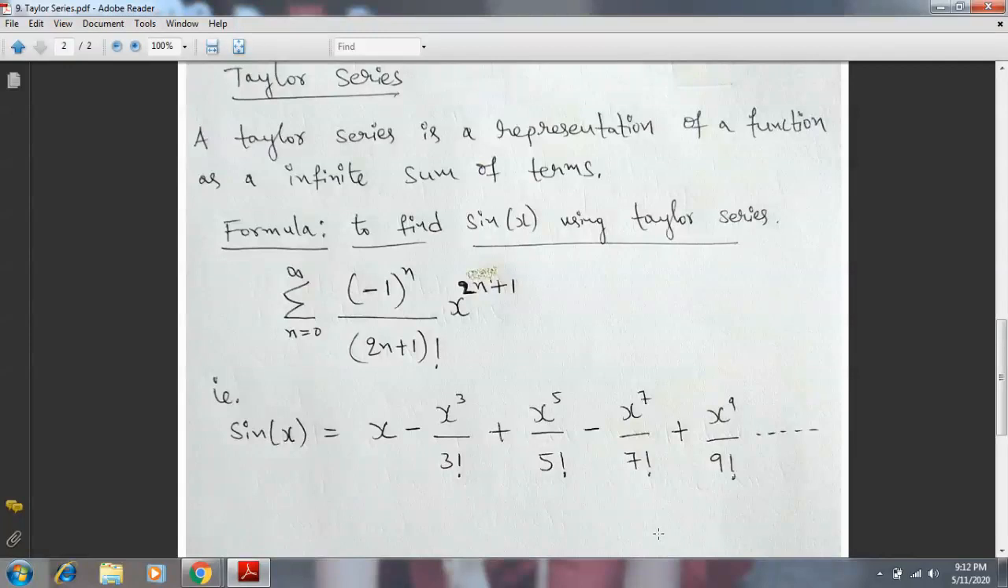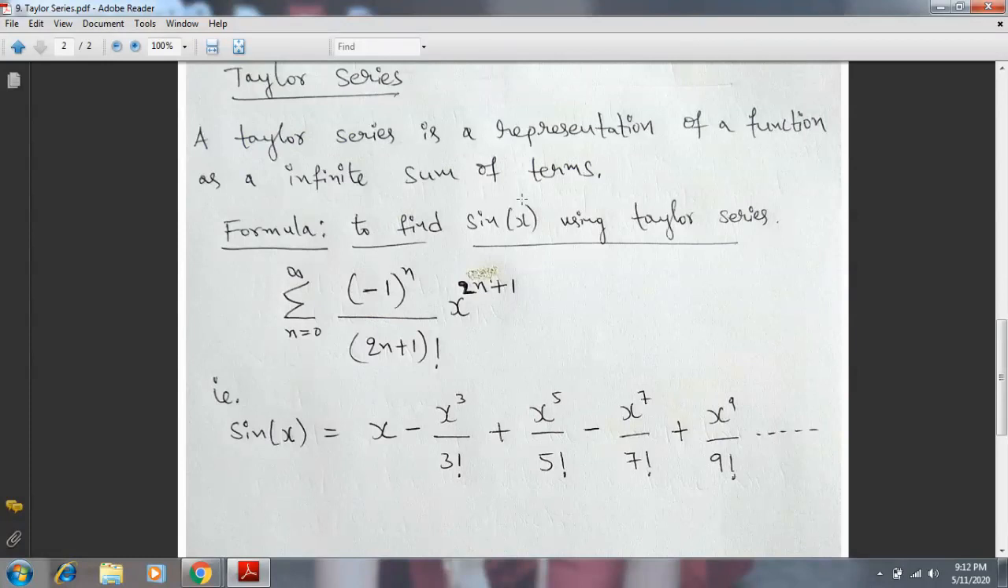Hello everyone. In today's lecture, we will learn how to find the sin of x value using Taylor series approximation. A Taylor series is a representation of a function as an infinite sum of terms.